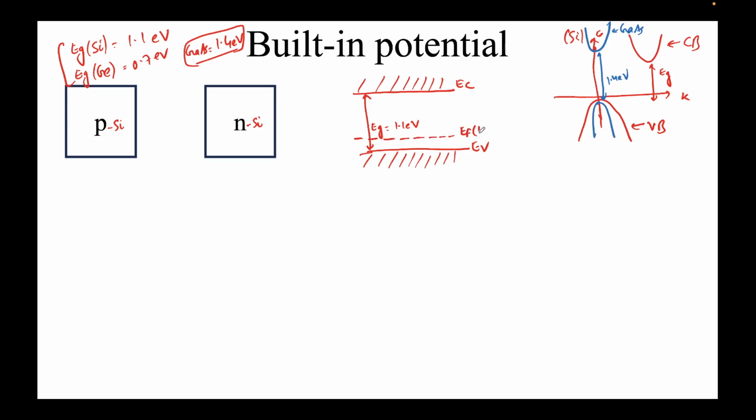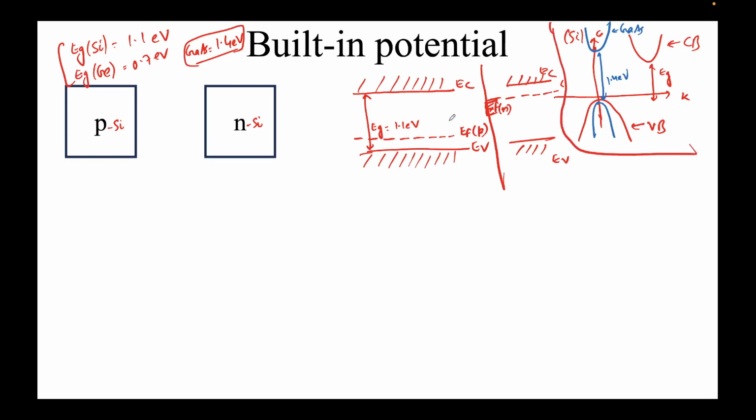I am denoting it by EFP. Okay, and there will be another for n-type. This is EC, this is EV, and it's because it's n-type doped. This will be its Fermi level, EF, let's say EFN. Remember, these two are completely independent of each other. They do not know each other. So these two are completely independent entities.